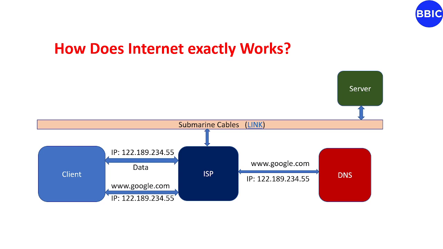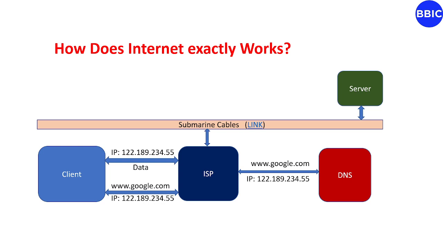Coming back to our topic. When you search something, as humans we know only text, right? As humans we understand text formats, so we enter www.google.com. Next, that particular text is sent to the internet service provider. The internet service provider will link to the domain name system, or you can call it a domain name server. Anything is fine.